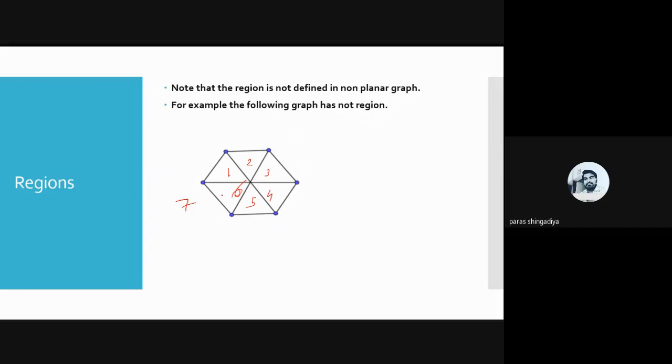For example, if we consider K4, suppose we take K4 as such a graph. In that situation it is non-planar because these two edges cross here. So here we cannot define regions 1, 2, 3, 4, and 5. That is not true. Why is it not true? Because you cannot define regions in a non-planar graph. So first you have to convert it to planar form.